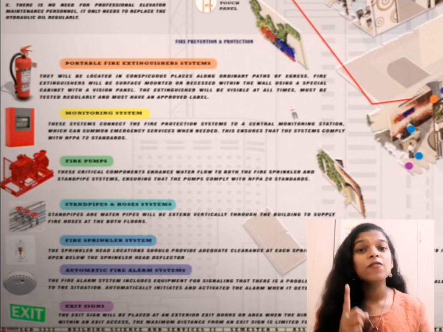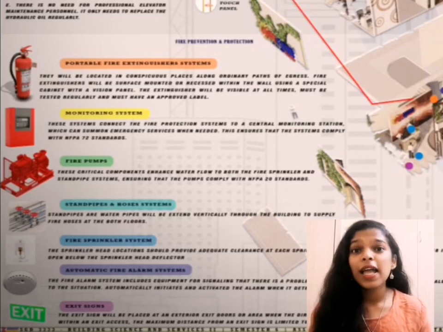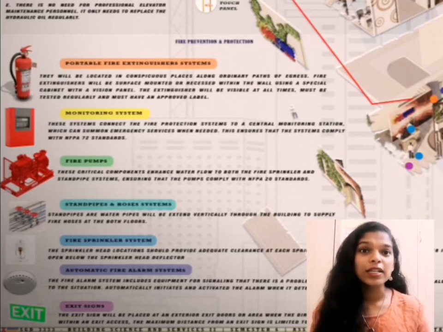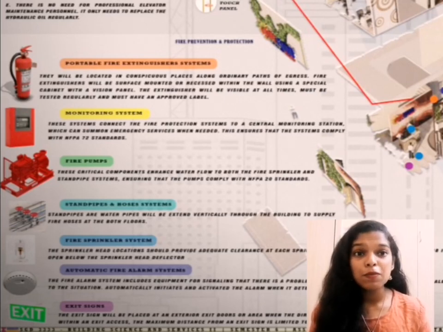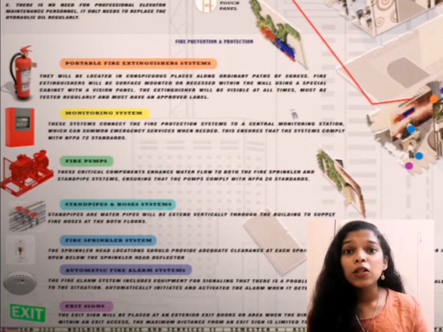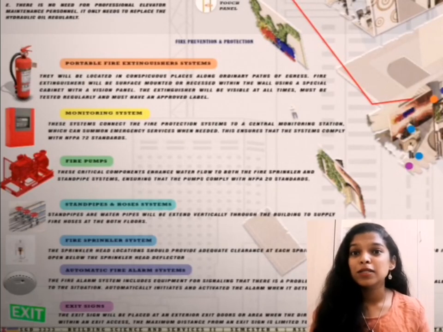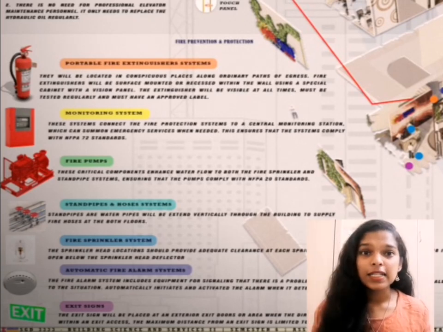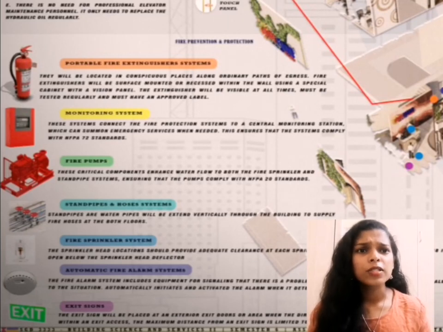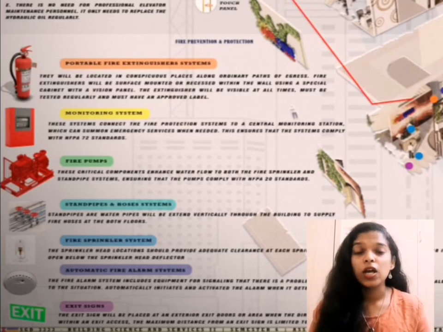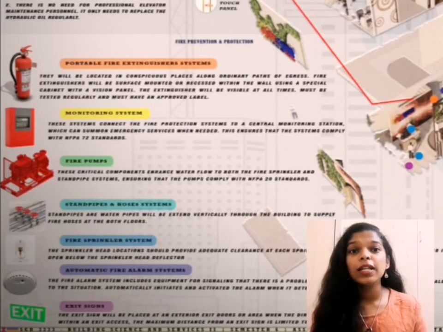The next will be the fire sprinkler system. The sprinkler head locations should provide adequate clearance at each sprinkler. Typically, a minimum of 46 cm must be left open below the sprinkler head reflector. And the next will be the automatic fire alarm system. The fire alarm system includes equipment for signaling that there is a problem, for processing that signal, or for alerting people to the situation. It automatically initiates and activates the alarm when it detects fire, smoke, or heat.